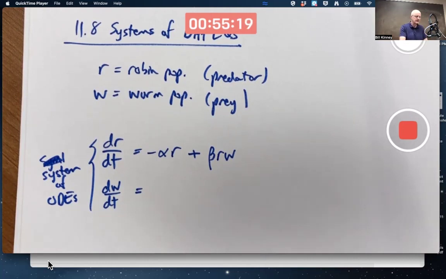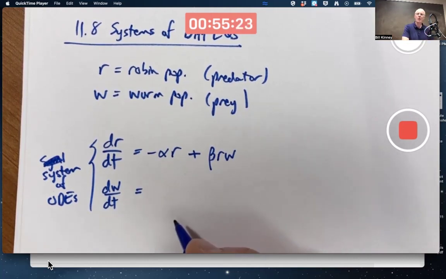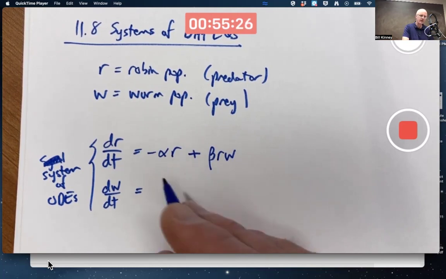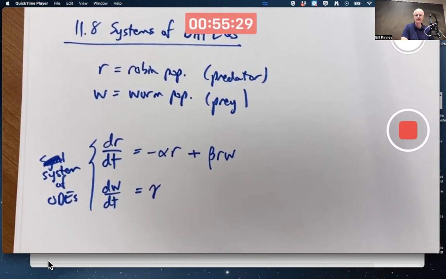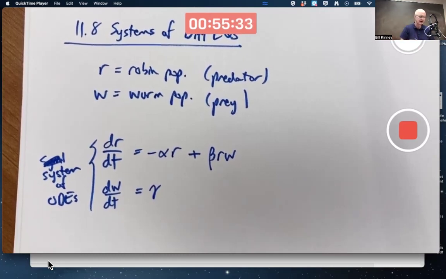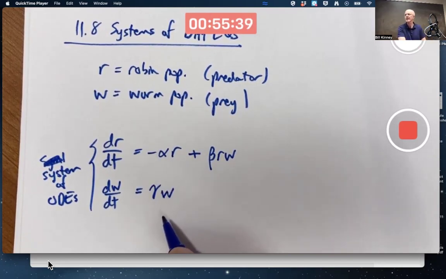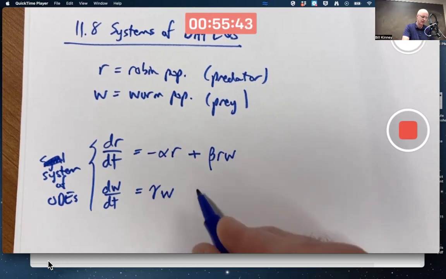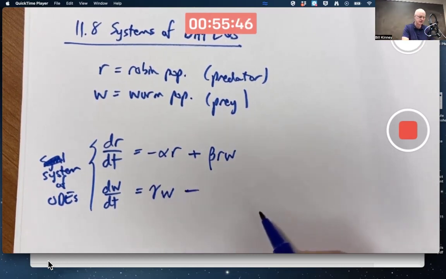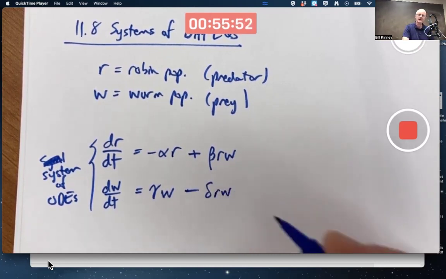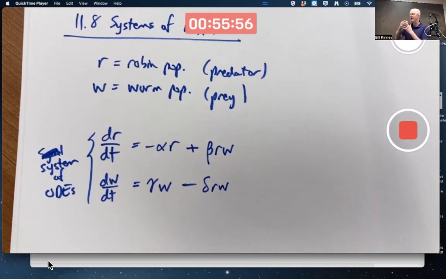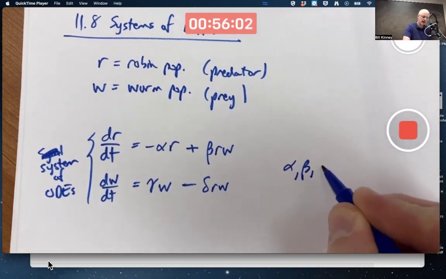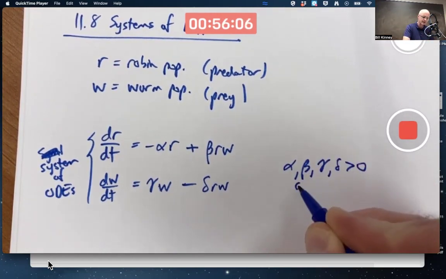Do something similar with the dW/dt equation, except when there's no robins, the worms grow. Alpha, beta, gamma is the next letter. That fish kind of symbol is a lowercase gamma. Gamma times W, representing exponential growth if there's no robins. But the robin population has a negative effect on the worm population. Negative constant, I'll use lowercase delta, times R times W. So the R times W terms in both cases represent interactions. The alpha, the beta, the gamma, the delta, those are all unspecified constants that are positive.